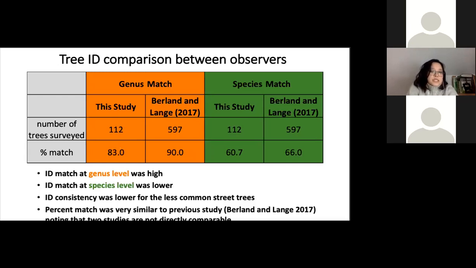Tree ID consistency was lower for the less common street trees in the survey, which was also seen in the Berland and Lang study. This points out the need for observers to become familiar with less common trees and also shrub type trees that are often seen in suburban areas.